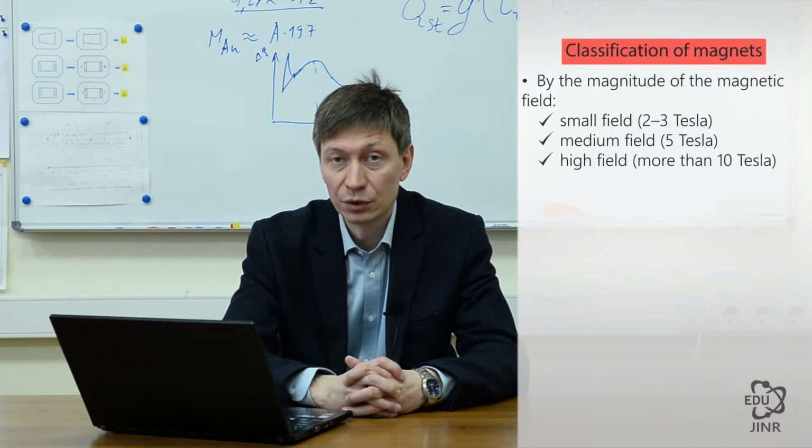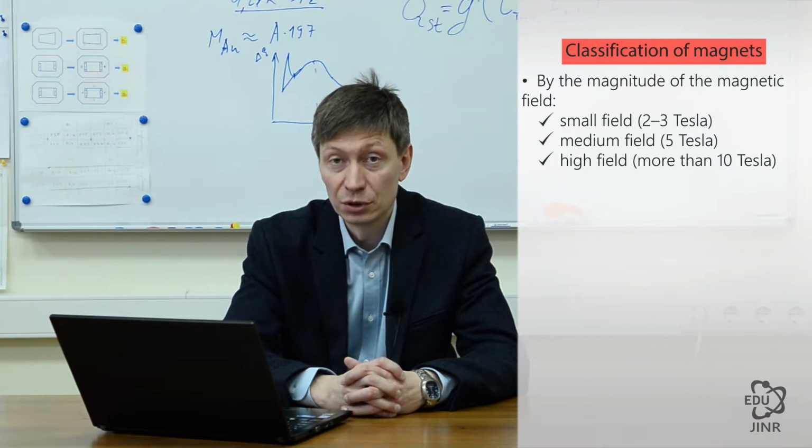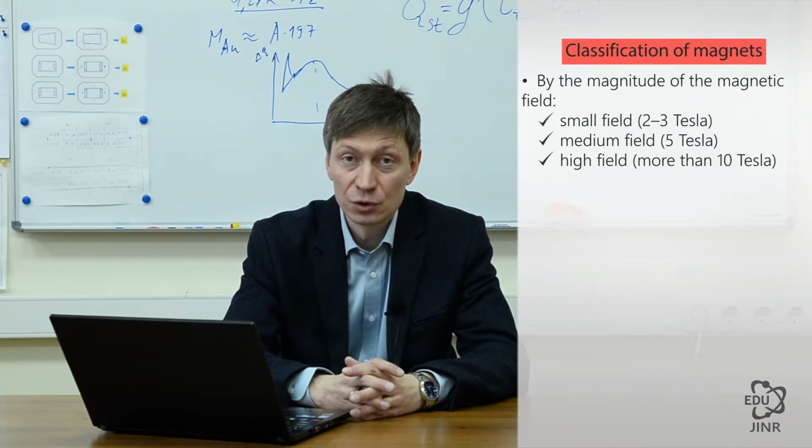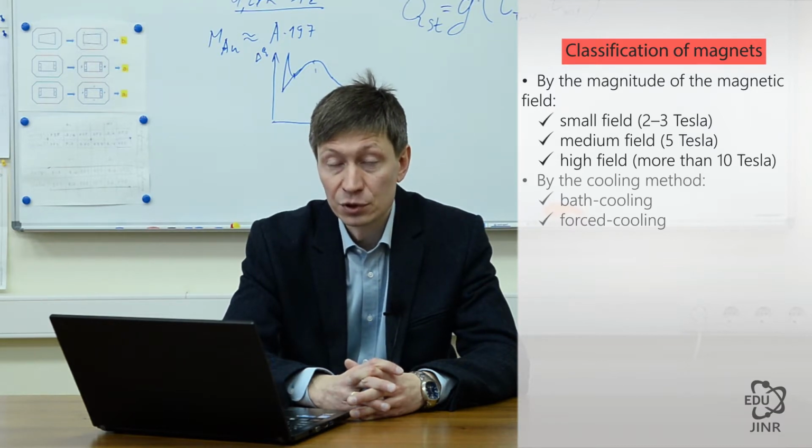They can be divided in terms of the strength of the magnetic field. Up to 2 Tesla is a low magnetic field. Up to 5 Tesla is a medium field, and equal to or greater than 10 is a high magnetic field. Superconducting magnets may or may not have an iron core. A magnetic field can be formed either by the iron core or by the shape of the superconducting winding.